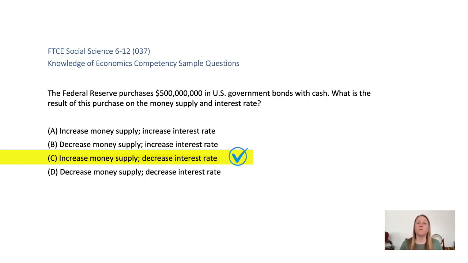When the Federal Reserve purchases U.S. government bonds with cash, the money supply increases as the cash goes into the economy. Because there is a greater supply of cash, the interest rate decreases as the demand curve for cash moves to the right.